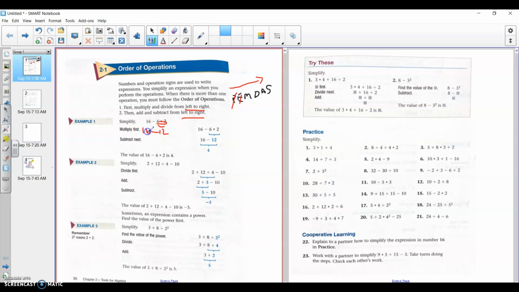And they actually have the same type of thing here. 6 times 2 is 12. They bring down their 16, and the subtraction, 16 minus 12 gives you 4 as the final answer. So the value of 16 minus 6 times 2 is 4.